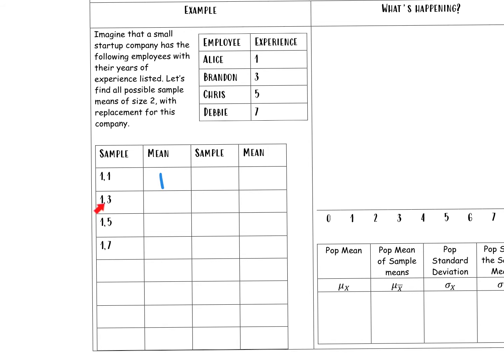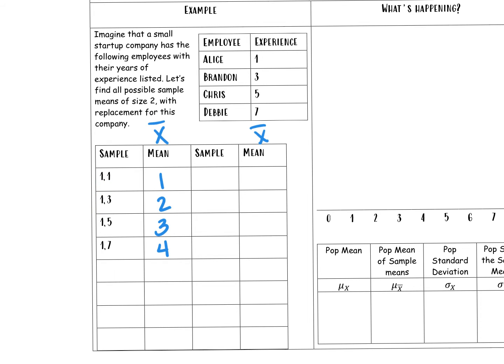Let's say we do it again where Alice comes first, but this time we're going to pull out Brandon, the second smallest. Finding the sample mean, which is your x bar here. These are your x bars that I'm finding. They're all sample means. If I do 1 plus 3, I get 4, and I divide that by 2, I get 2. Next one, Alice and Chris. 1 plus 5 is 6. Divide that by 2, that's 3. And then finally, Alice and Debbie. 1 plus 7 is 8. 8 divided by 2 is 4.